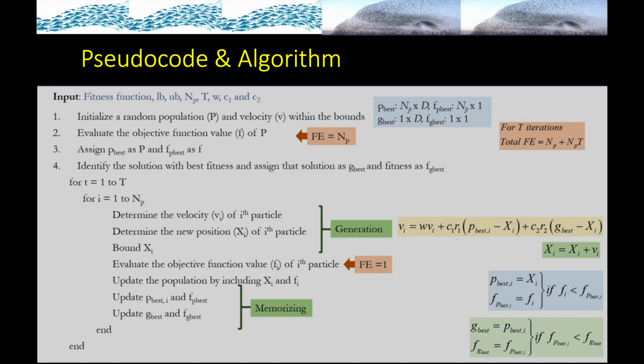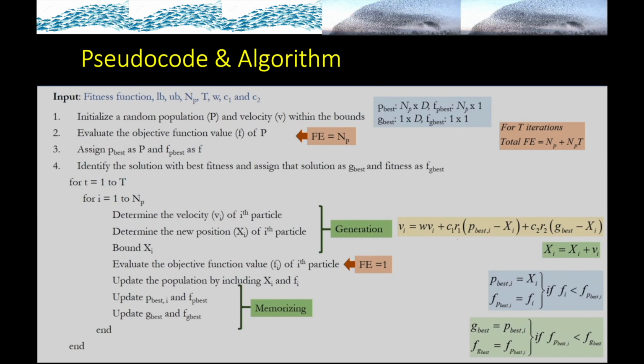We need to know the lower bounds and the upper bounds determined by LB and UB respectively. We need to identify that and mention it as input to our function. We need to mention the number of particles that are going to take part in this algorithm, so this is again going to be defined by the user. The number of iterations that we need to run is represented here by T, and this is again going to be input by the user.